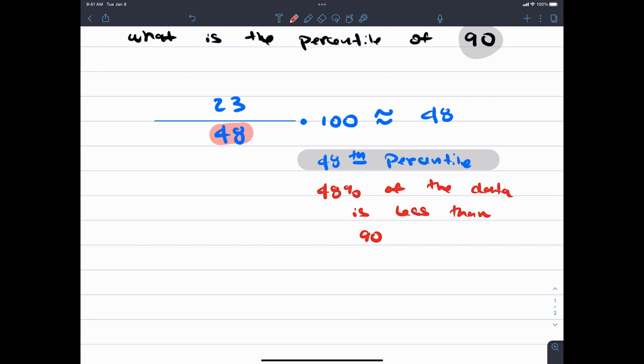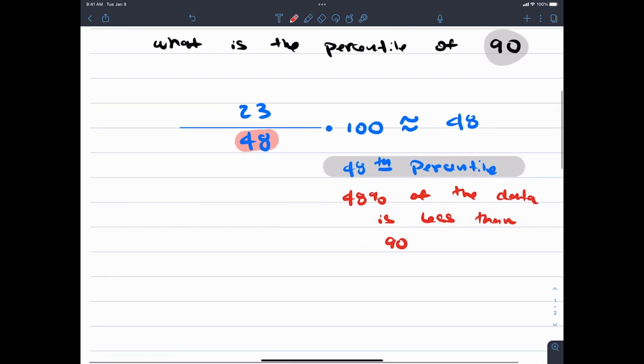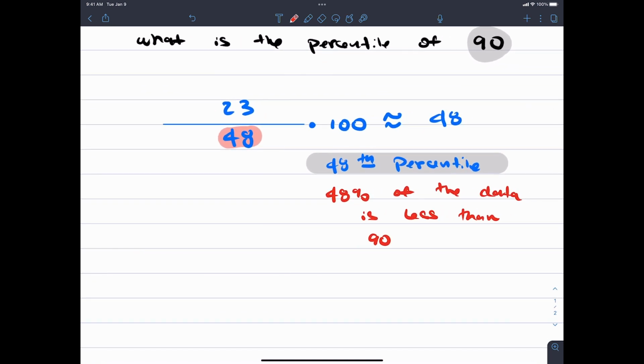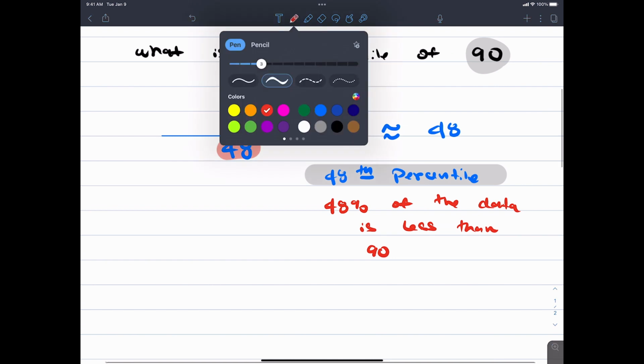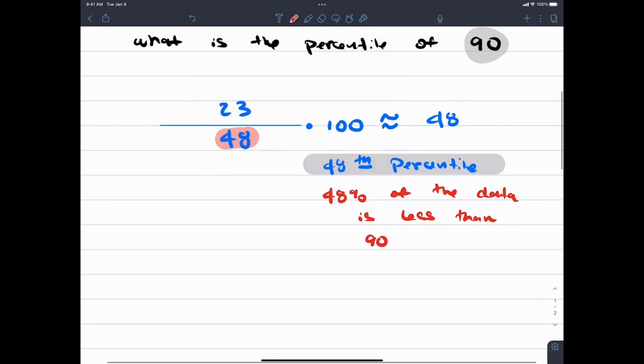Okay, this is what this means. 48% of the data is behind the score 90. So if you scored 90 on that test, what does that mean? 48% of the class was behind your score. This gives you what we call relative position. Not relative frequency, relative position. This is called percentile. So it gives your location in relation to who? Everybody else. Okay? You guys okay with that?